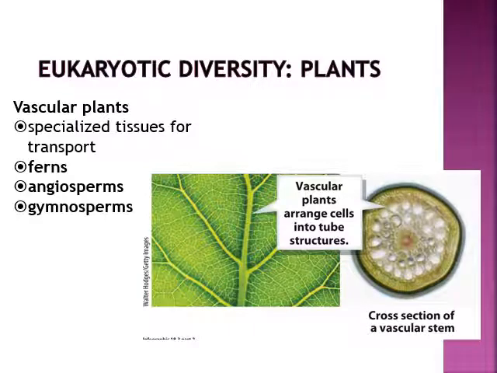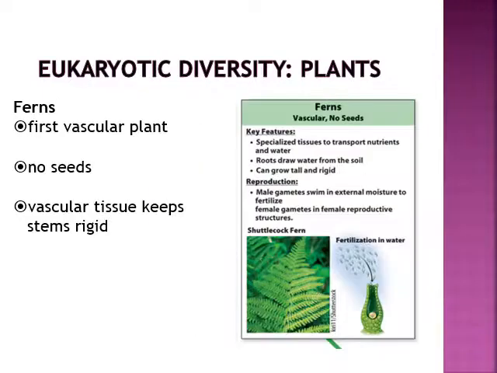Next up, we start getting into our vascular plants. So again, these have the specialized tissues for transport, and these are our ferns, our angiosperms, and our gymnosperms. Okay, so the very first vascular plant that we started seeing here on Earth were the ferns. And these guys, again, had the vascular system to be able to transport water, so they could draw water from the soil, and they could actually grow pretty tall and rigid because of this.